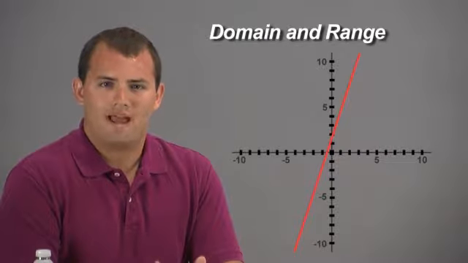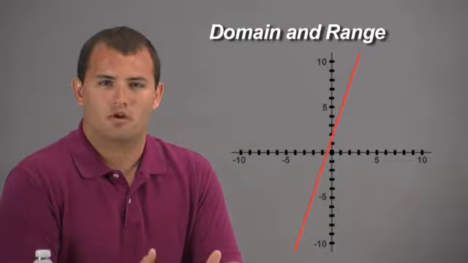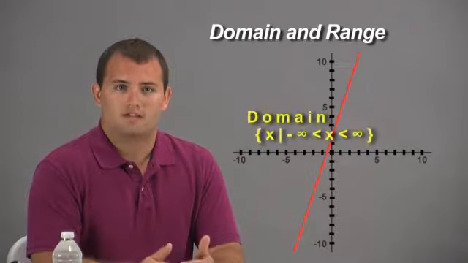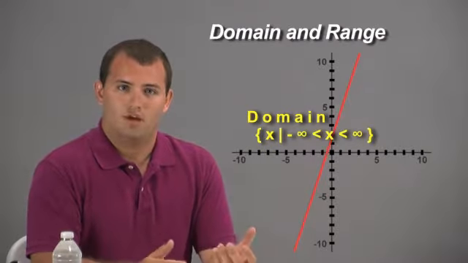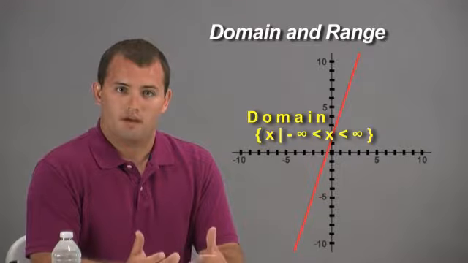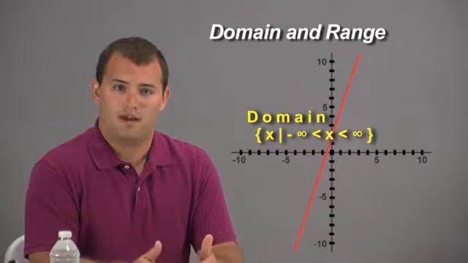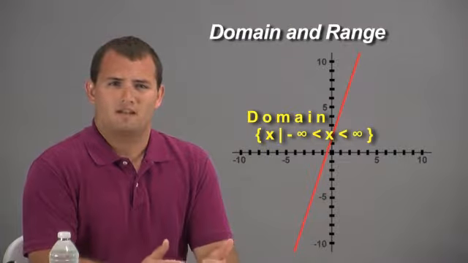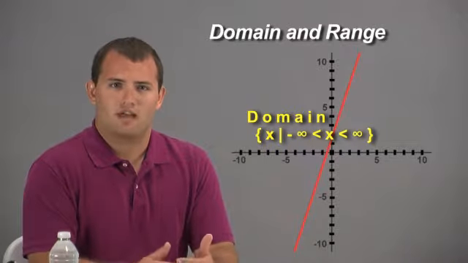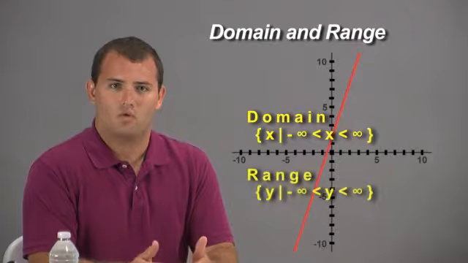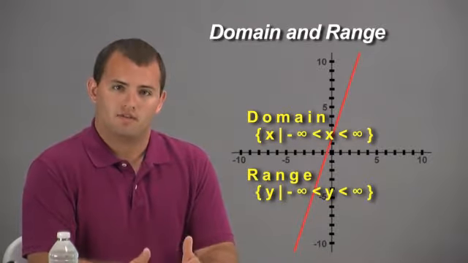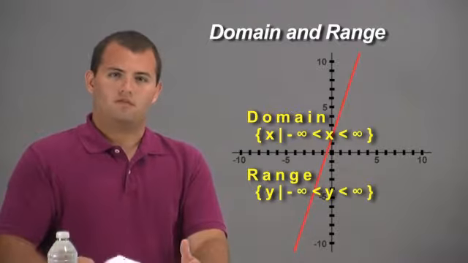And since we are told that the line extends without bounds, I would say that the domain would be all real values, or x such that x lives between negative infinity and positive infinity. Okay? And that's because it extends without bounds. Second, the range. And we're going to follow the same idea because the line extends without bounds. It would be all real values, or y such that y exists between negative infinity and positive infinity. Okay? That's our first example.